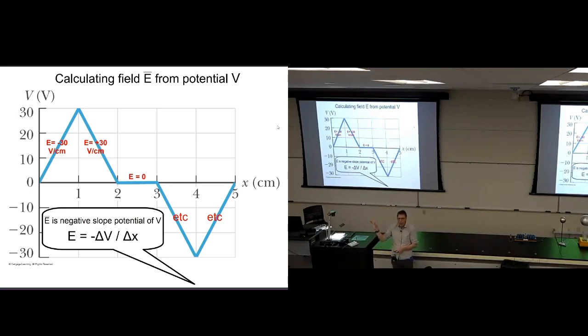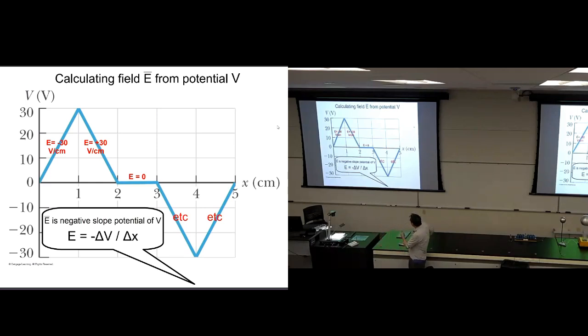Slope is the change in potential, minus 30 volts, divided by the displacement, the change in position, that's 1 centimeter. So the slope is minus 30 volts per centimeter. But remember, the field is the negative slope, so the field is minus minus 30 volts per centimeter, which is positive 30 volts per centimeter. And so that's what I wrote down here. The electrical field is plus 30 volts per centimeter, the size is 30 volts per centimeter, but the plus sign means now the field has swapped directions. Now it's pointing towards the right rather than towards the left.